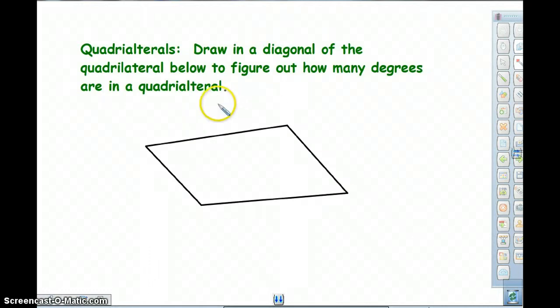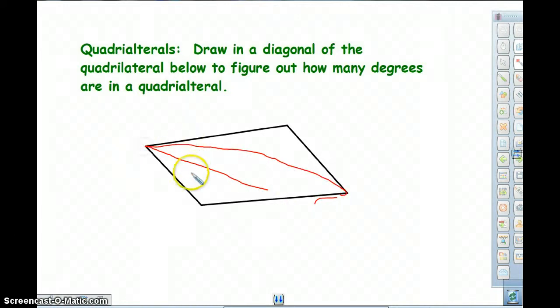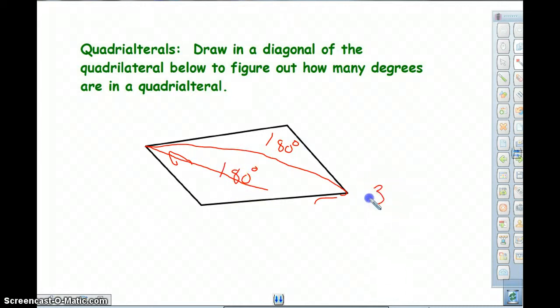Okay, quadrilaterals. How many degrees can be in a quadrilateral? Well, let's find out. We've talked a lot about triangles. If I draw a diagonal, okay, it now makes two triangles. It makes a triangle here that has 180 degrees, and it has a triangle here that is 180 degrees. You add those up, and my quadrilateral is 360 degrees.